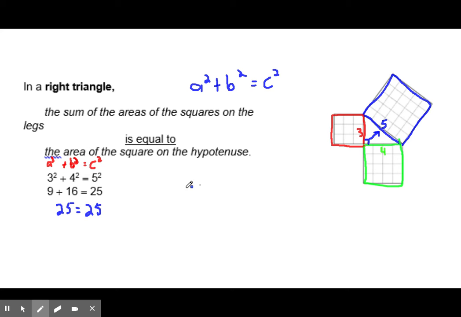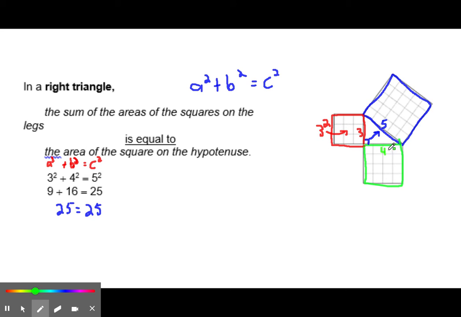And if I look here, 3 squared, which gave us 9. Well, if I count all of these squares, 1, 2, 3, 4, 5, 6, 7, 8, 9, I get 9, right? So that's the same as 3 squared, okay? Same thing here.